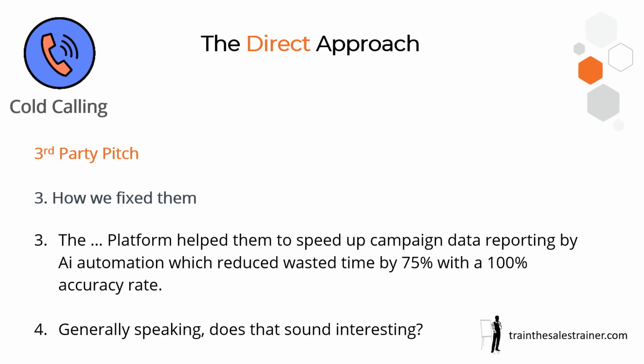Part 3, how we fixed them. The ABC platform helped them to speed up campaign data reporting by AI automation, which reduced wasted time by 75% with a 100% accuracy rate. And finally, throw back the hot potato. Generally speaking, does that sound interesting?